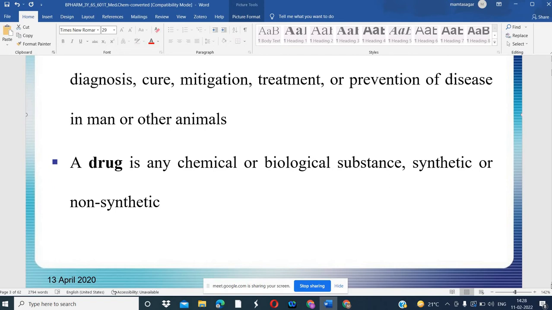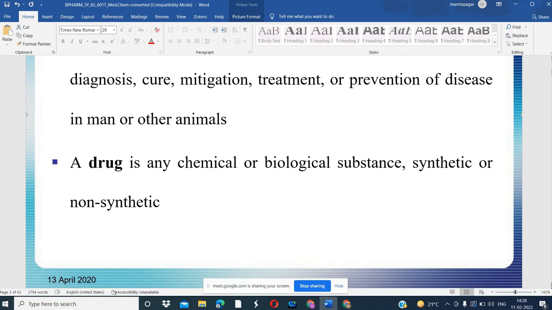So you can mix up these two definitions. I think you can take the definition that is combined with these two. That will be the best for you. Means drug is any chemical or biological substance that can be used to cure the disease or used in the prevention of disease. Okay, this is true. So you can combine these two definitions. Now it is easy to define the drug. So drug is any chemical or biological substance, synthetic or non-synthetic.